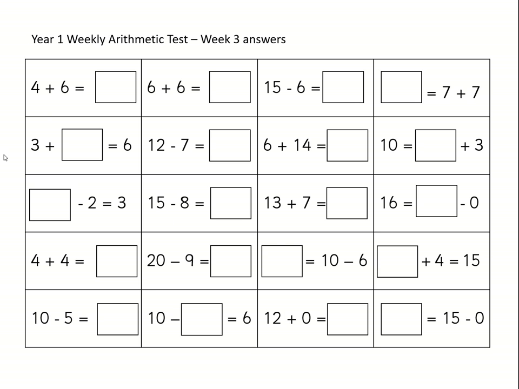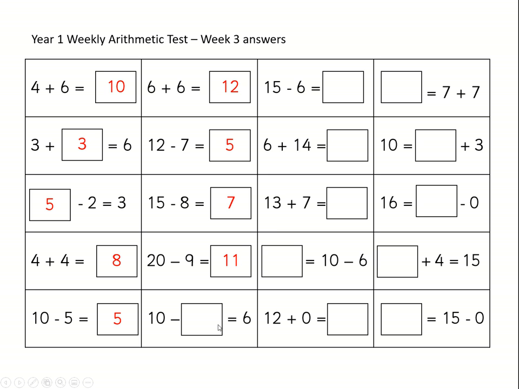Okay, so welcome back. I'm going to go through the answers now. 4 plus 6 equals 10. 3 plus 3 makes 6. And grown-ups, pause the video if I go too quickly. 5 minus 2 makes 3. 4 plus 4 makes 8. 10 minus 5 makes 5. 6 plus 6 makes 12. 12 minus 7 makes 5. 15 less 8 makes 7. 20 minus 9 makes 11.